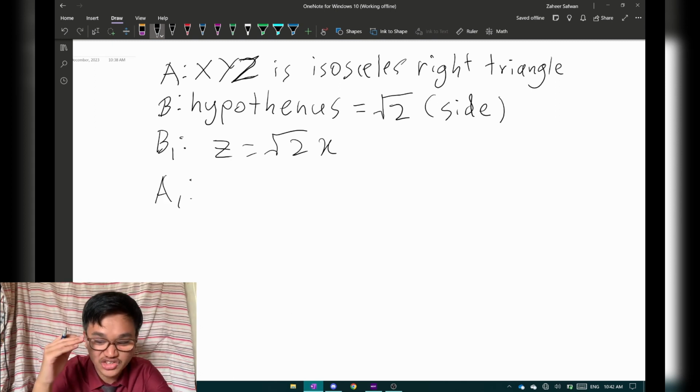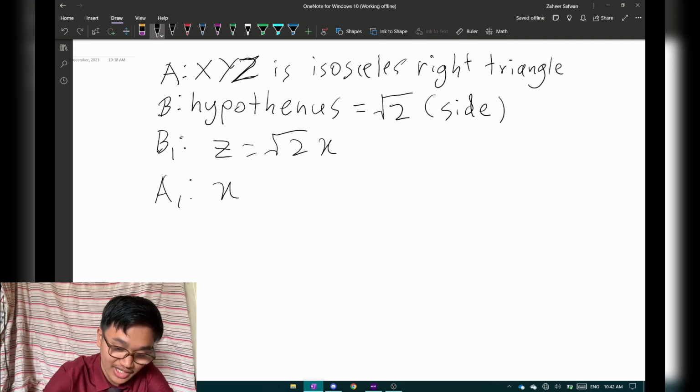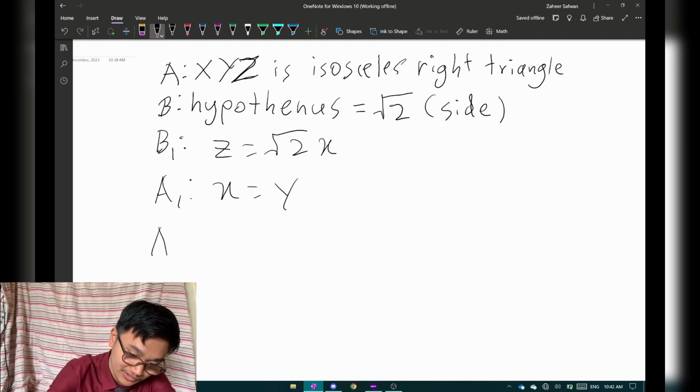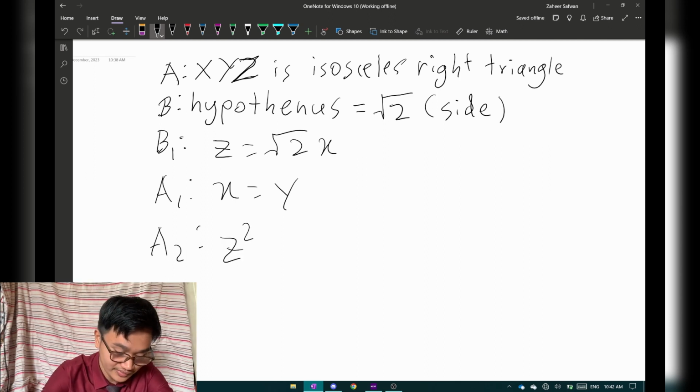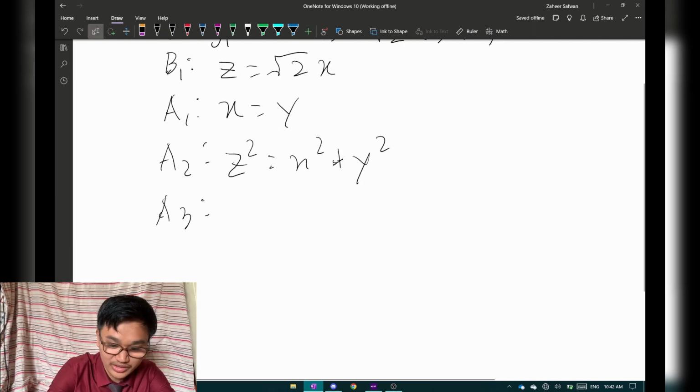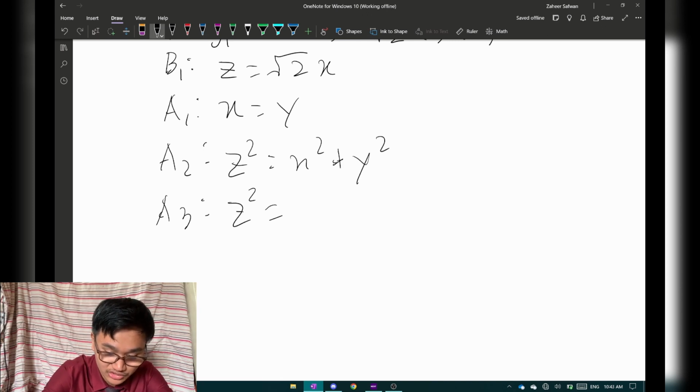Now we use a forward process from the hypothesis. Since it's an isosceles right triangle, two sides are the same, so we use X is equal to Y. Continuing, we use the Pythagoras theorem, Z squared equals X squared plus Y squared. Continuing, we substitute from A1 since X and Y are the same. Z squared is equal to X squared plus X squared.